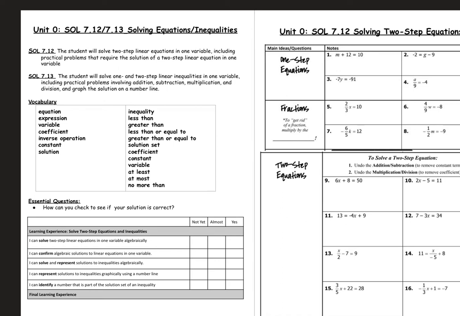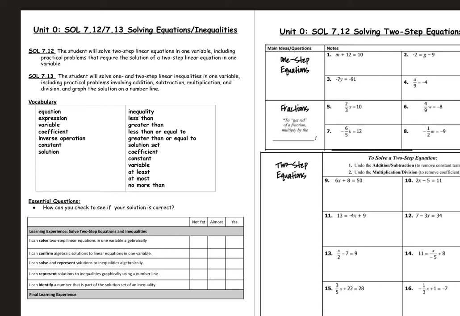So for today's lesson, we are going to look at just SOL 7.12, which is solving two-step equations. So the student will solve two-step linear equations in one variable. We're not going to focus on practice problems right now. We're going to discuss practice problems when we actually get into our unit on multi-step equations.